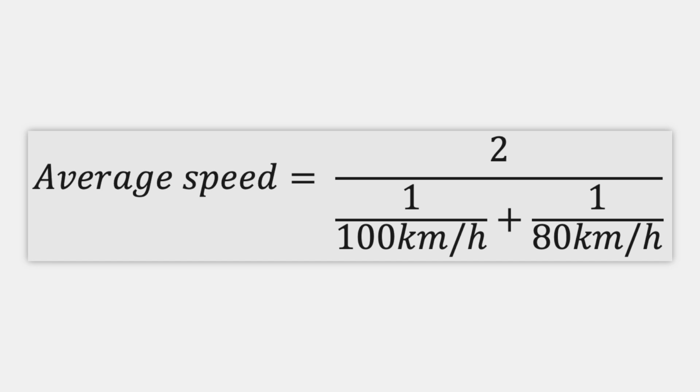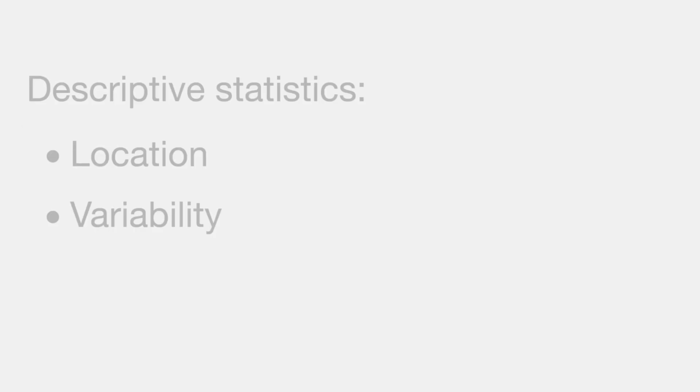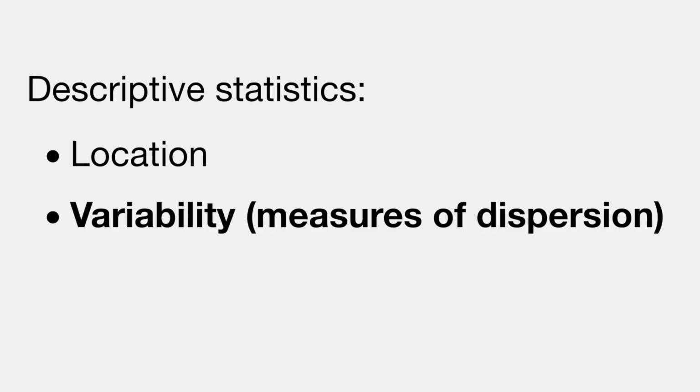In case you're interested, in mathematical terms, the harmonic mean is the reciprocal of the arithmetic mean of the reciprocals. Now let's jump to statistics describing the variability of your data. The statistical term for these is measures of dispersion. So they describe how much your data is dispersed around the average.